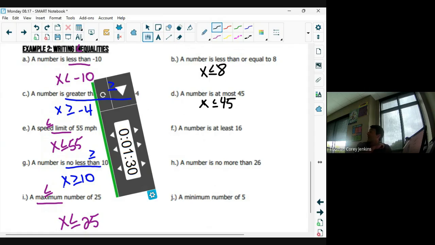So what about at least? What would my inequality on the next one be for at least, Ryder? Greater than or equal to, good. X is greater than or equal to 16. No more than? Have we done that one yet? Ryder, go ahead. Less than or equal to, good. And then minimum would be 5, so everything is either 5 or more. So X is greater than or equal to 5.